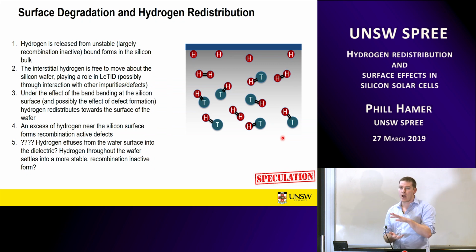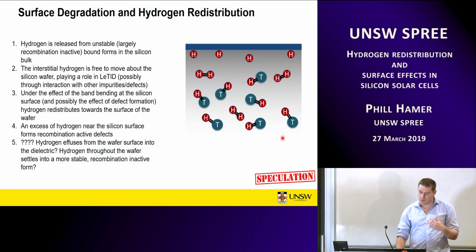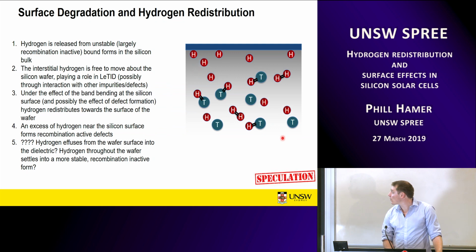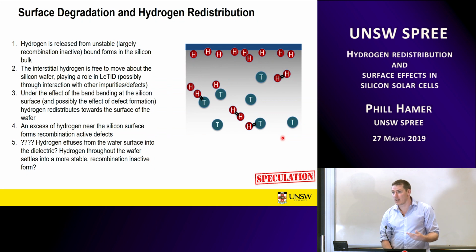The basic theory of how LeTID and surface degradation might mesh together could be through, again, the action of hydrogen. We would expect that hydrogen is released from our unstable forms in the bulk. That's what we believe leads to the bulk degradation, with hydrogen then becoming mobile and able to interact with other species and form recombination active complexes. However, due to the band bending beneath the silicon surface, we still expect significant redistribution of hydrogen to the surface. So while hydrogen moves around and does various things, we do expect eventually most of the hydrogen to end up at the surface.